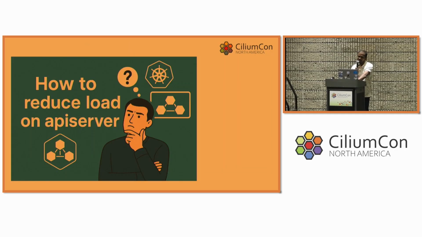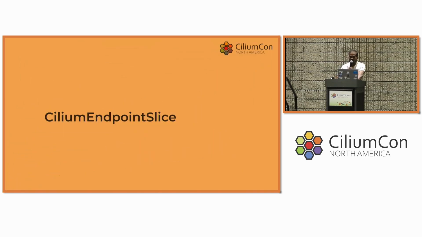So how do we reduce this load on the API server? How do we reduce these watches and everything, so that we can scale better? That's when CiliumEndpointSlice comes and saves us. Shreya is going to cover how CiliumEndpointSlice works and what the best migration practices are for existing clusters to migrate to CiliumEndpointSlice. Thank you.